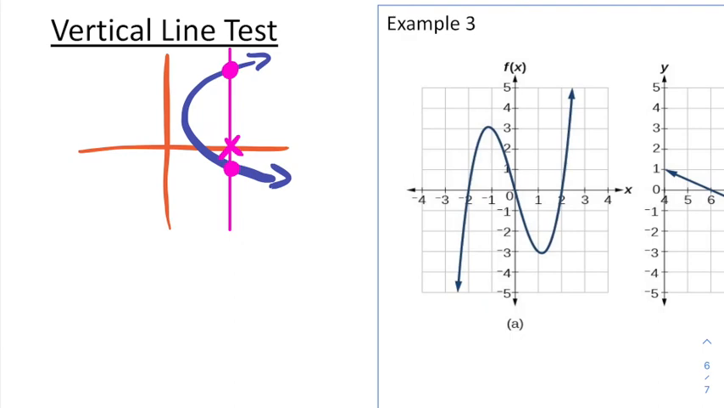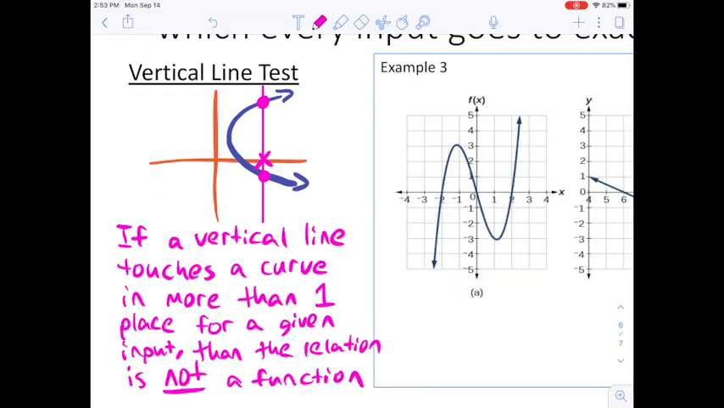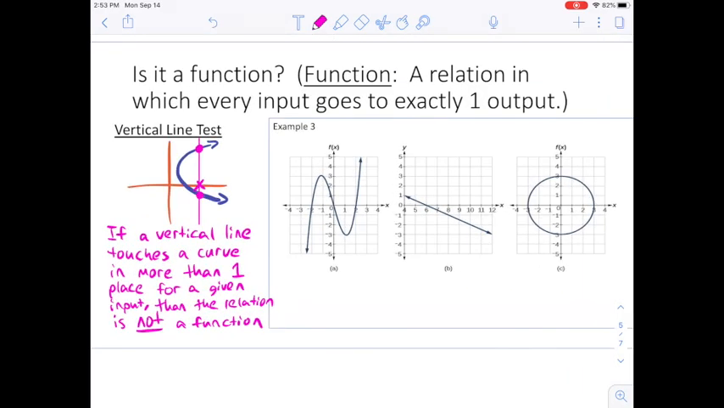So let's look at a formal definition of the vertical line test. It says that if a vertical line touches a curve in more than one place for a given input, then the relation is not a function. So this is an example of something not being a function. The opposite is true. If the vertical line will never touch the graph in more than one spot, then it is a function. So let's take a look at these 3 problems.